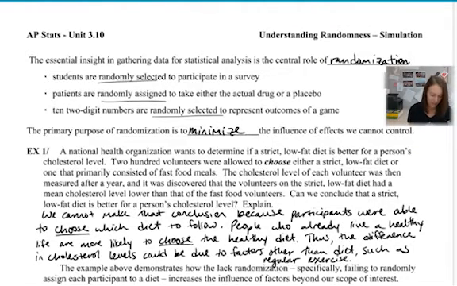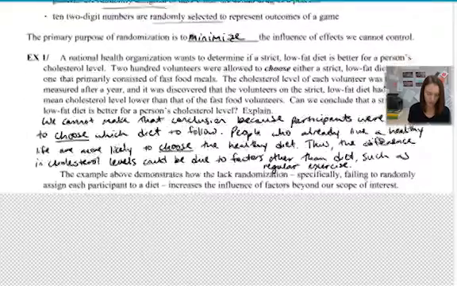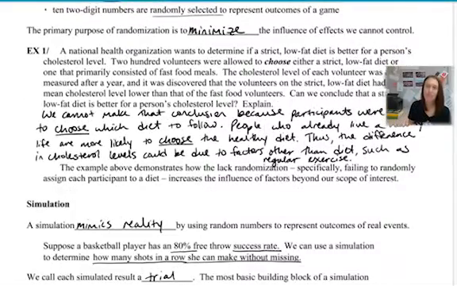The essential insight in gathering data for statistical analysis is the central role of randomization. Whenever we gather data or conduct an experiment or a simulation, we want to make sure that we have some sort of randomness. Either people are randomly selected, or subjects are randomly assigned to different treatments in an experiment, or if we're doing a simulation, our numbers are randomly generated. We need to make sure that there's randomness involved. The reason for this is we want to minimize any influence of effects that we can't control.